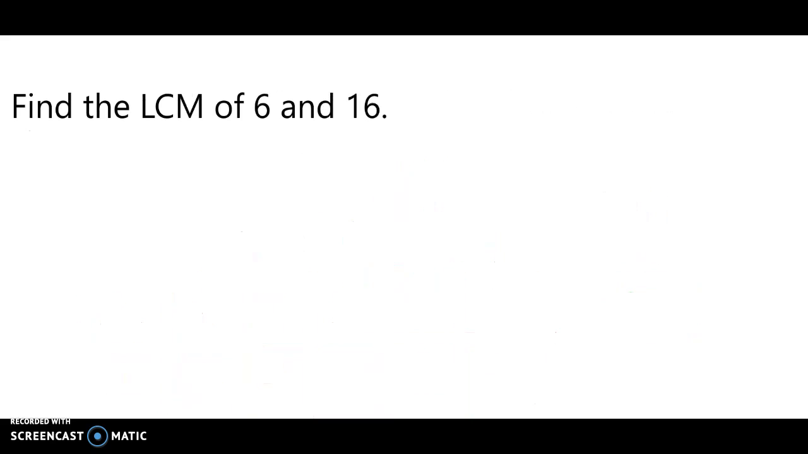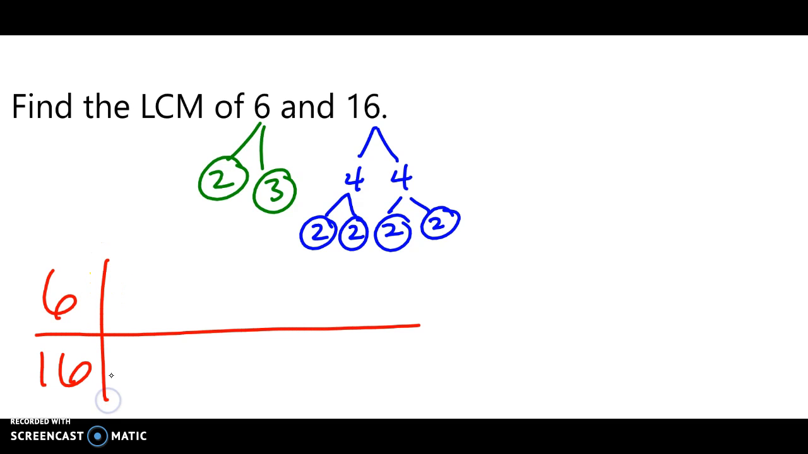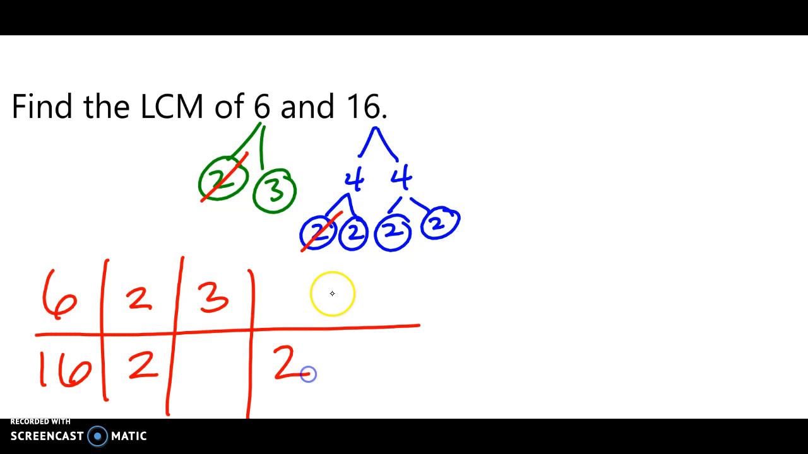Let's find the least common multiple of 6 and 16 this way, just to practice one more time. Remember that you can always go back and watch this again, pause it, rewind. Really good idea. Okay, so now we're going to make our chart. We know they have a 2 in common. Cross out the 2 when we use it. Now there's nothing else they have in common, so the 6 has a 3, and then the 16 has 3 more 2's.